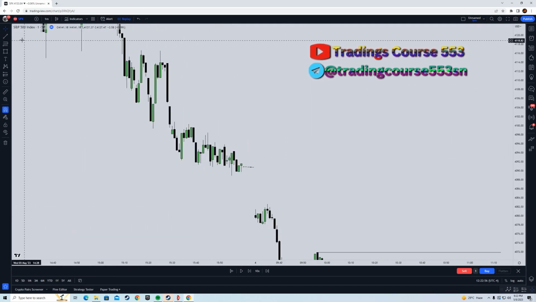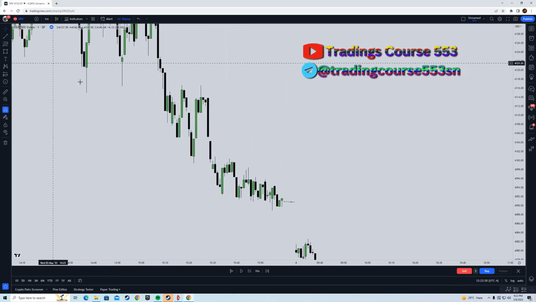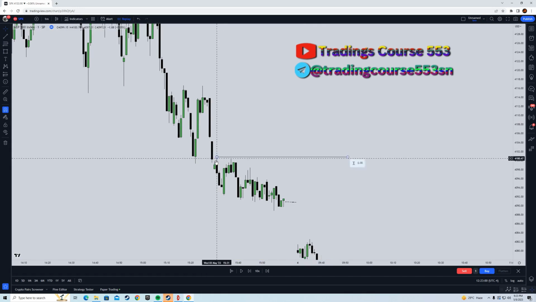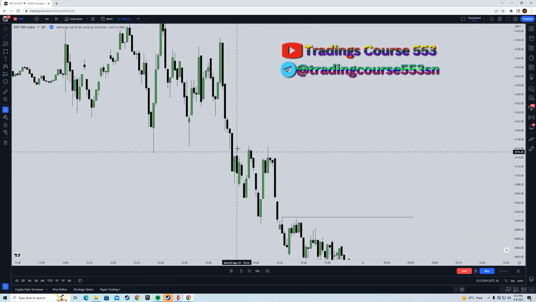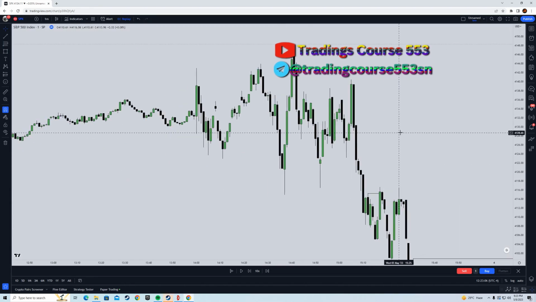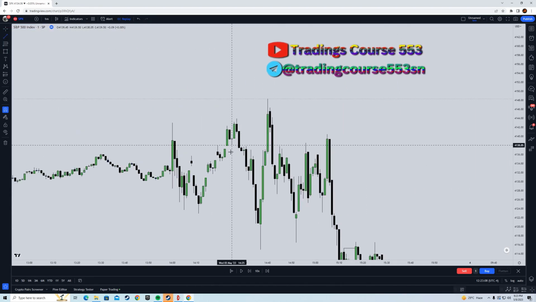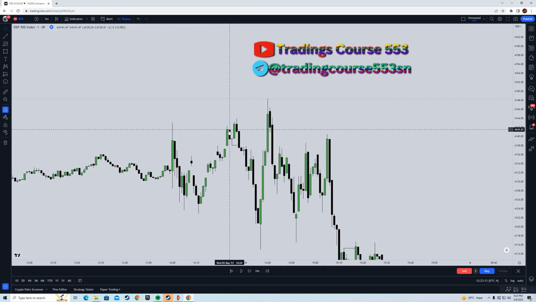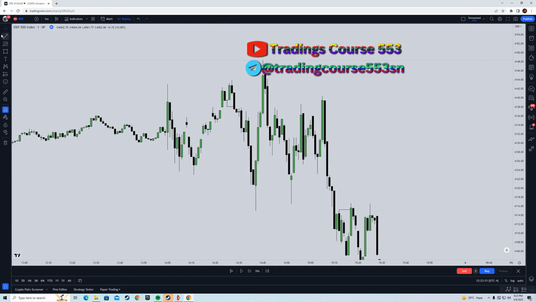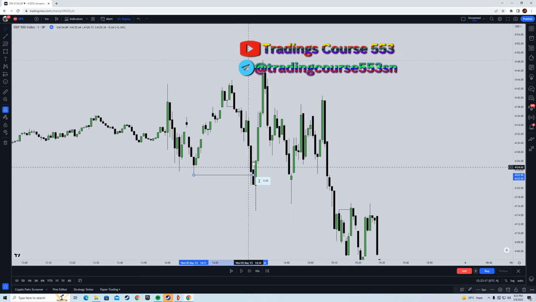I want to see a break of structure, something like this over here, or maybe you see lower low, lower high, lower low, something like that. That is a prime market structure shift. Or this is the best example right here, okay? You see this tiny structure here, lower low, lower high, lower low. I do not want to see this structure break and then I wait for my entry.